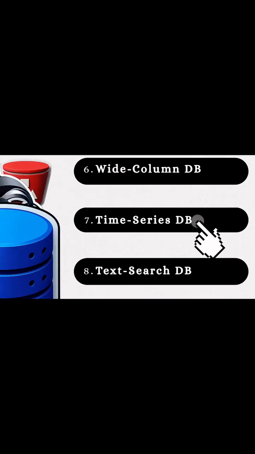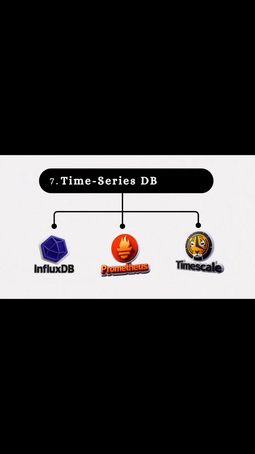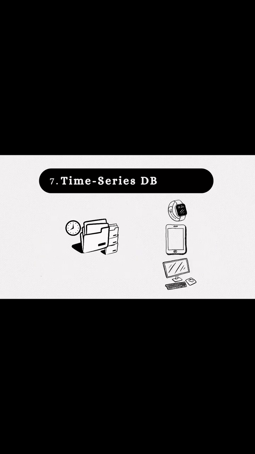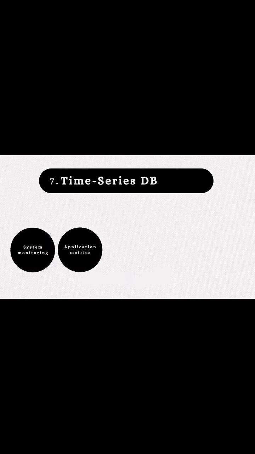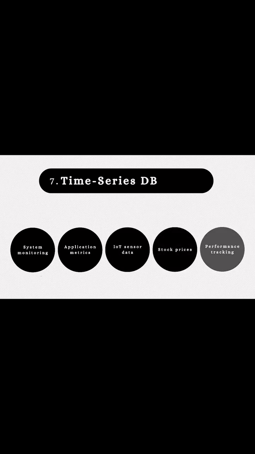Time series databases are optimized for data that changes over time, with each data point stored alongside a timestamp. They are designed to efficiently handle continuous streams of data and time-based queries. Time series databases are commonly used for system monitoring, application metrics, IoT sensor data, stock prices, and performance tracking.